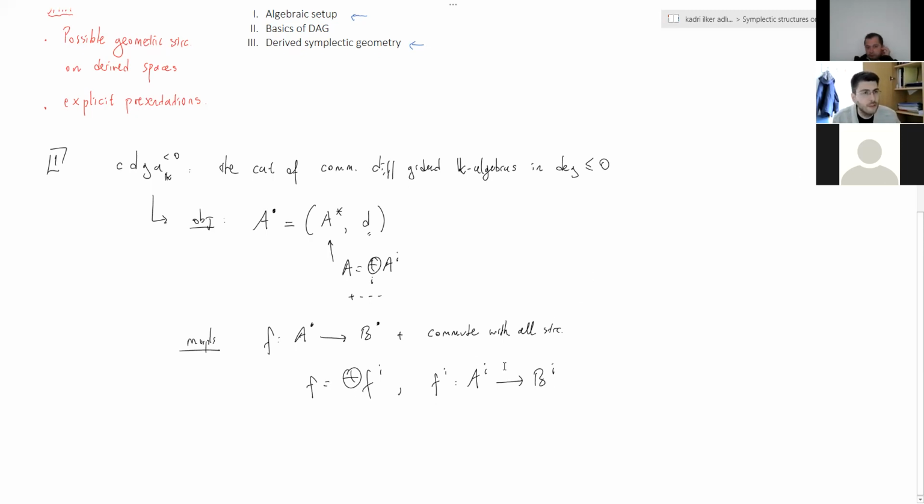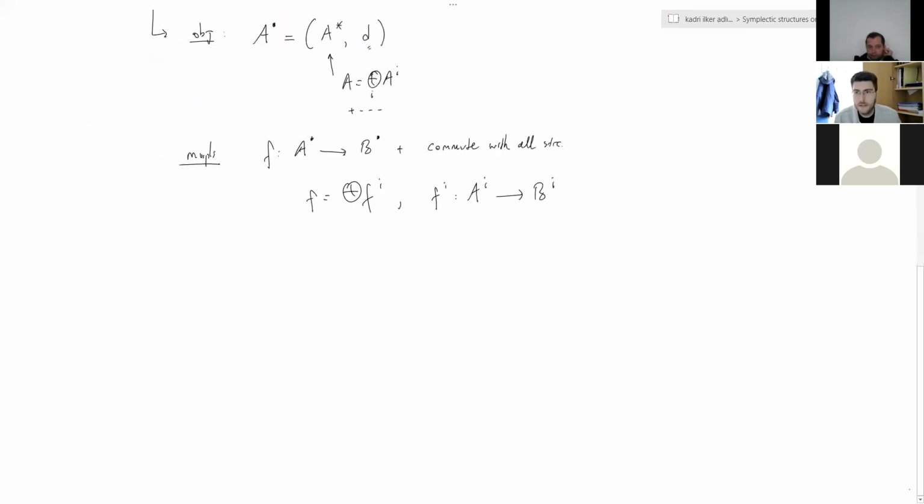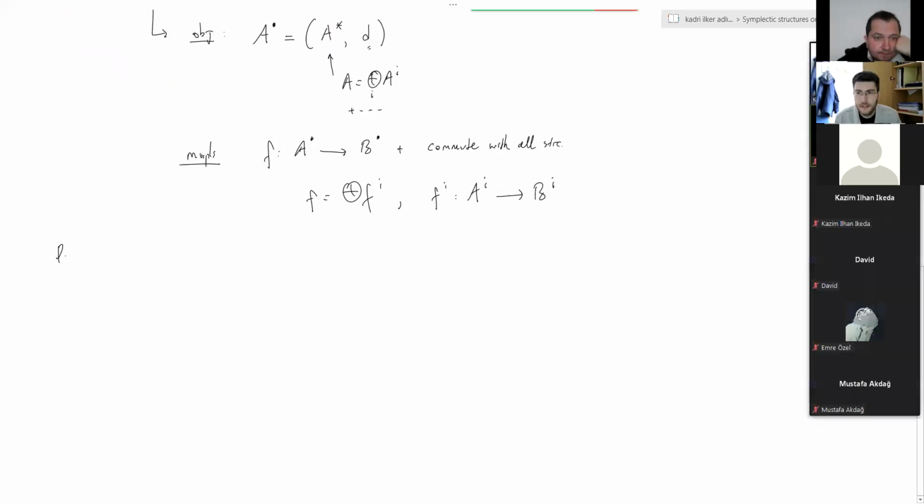Okay, these are just homogeneous parts in degree I. And actually, this is a little bit cheating. So, here we have a remark. Actually, we are using the homotopy category of this thing. We just consider the homotopy category of this category.